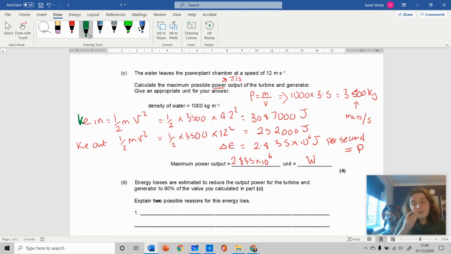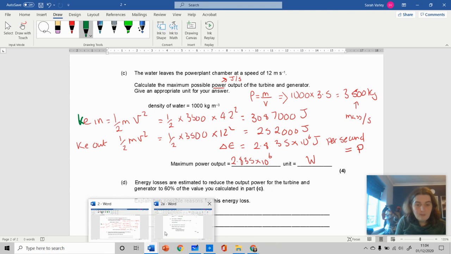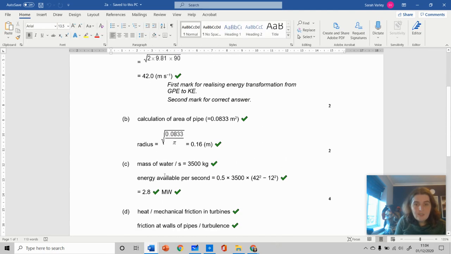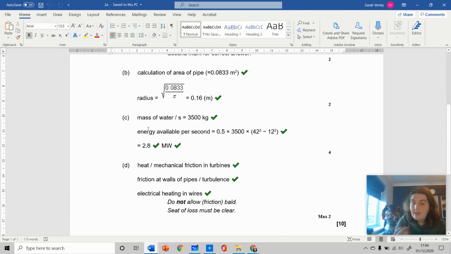So where you get marks for this, let's actually grab the mark scheme out. You get one mark here for working out the mass of the water. So that's a really big hint. If you get density, write the density formula to try and find the mass. Energy available per second is exactly what I did, 2.8, and I've got megawatts, okay?